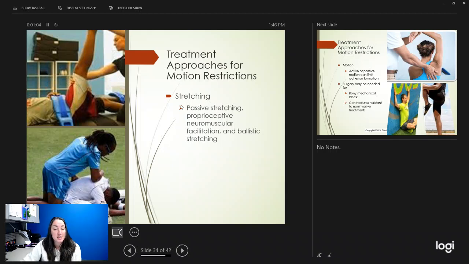Some of the approaches to help increase motion and treat motion restrictions are stretching, so passive stretching, PNF, proprioceptive neuromuscular facilitation, which you'll learn in your fall semester in the neuro course. That is basically diagonal patterns of movement that are more functional with a very specific hand placement, based on if we're trying to inhibit muscle tone, to decrease it, or facilitate it if we're wanting to work on strengthening. And then ballistic stretching, those bouncing type of movements typically used in warm-ups to help elongate those muscles.